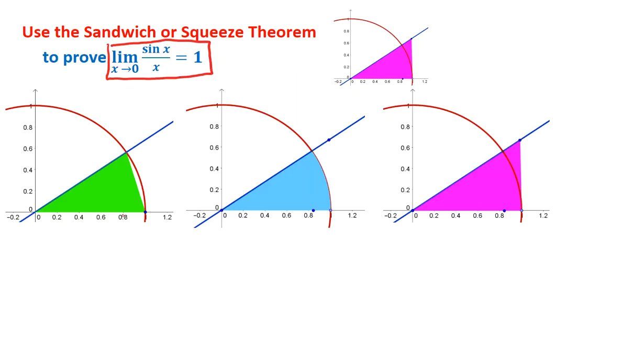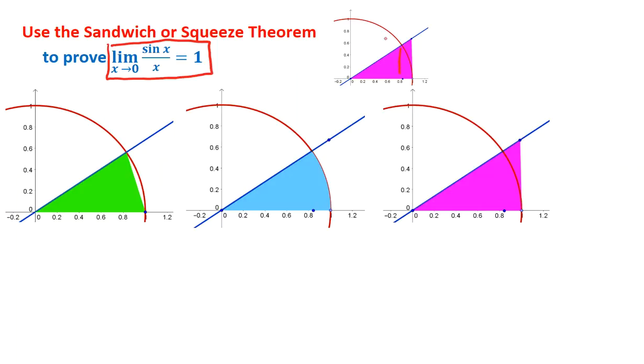It certainly looks in this unit circle that this triangle that's in green has a smaller area than the sector that's in blue, compared to this pink triangle out here. So let me show you in this diagram what we're talking about.